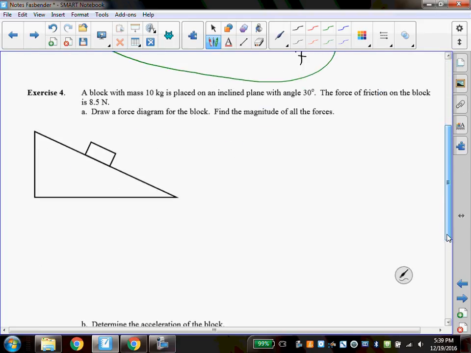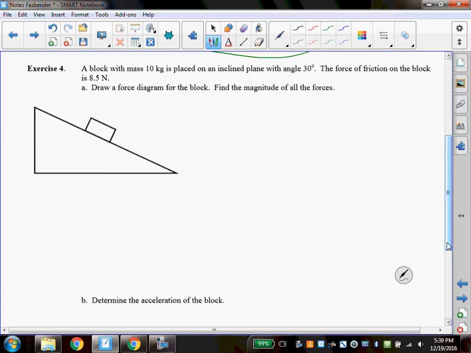Let's do one last one. A block with mass 10 kilograms is placed on an inclined plane with angle 30 degrees. The force of friction on the block is 8.5 newtons. Draw a force diagram for the block. Find the magnitudes of all the forces. So there is a force of gravity acting on this block, a normal force acting perpendicular to the surface, and a force of friction acting parallel to the surface.